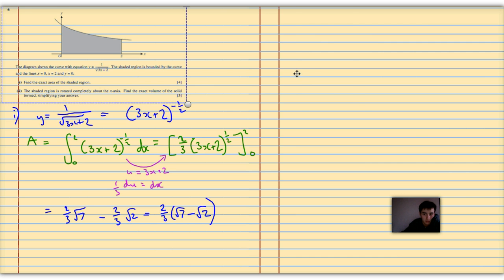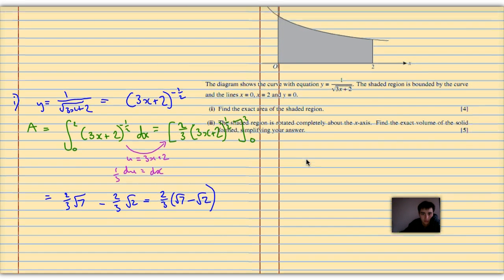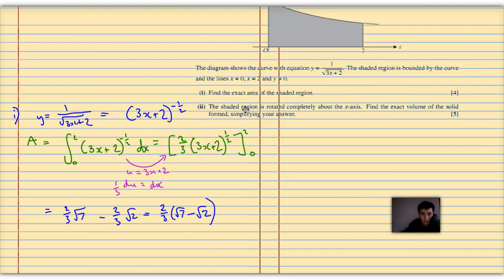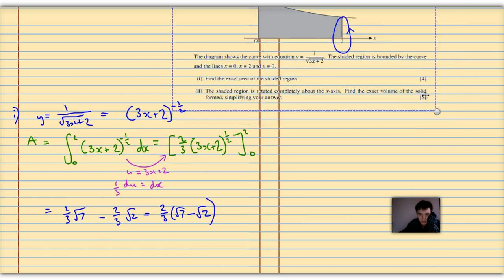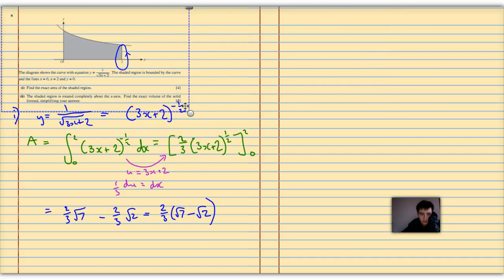The second question, let's make it a bit bigger. It says the shaded region is rotated about the x-axis, so we are going to rotate that way. Find the exact volume of the solid formed, simplifying your answer.